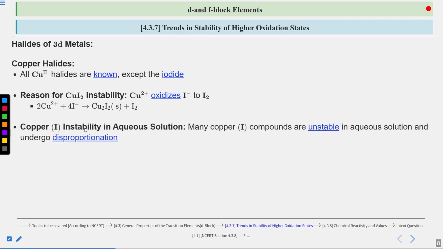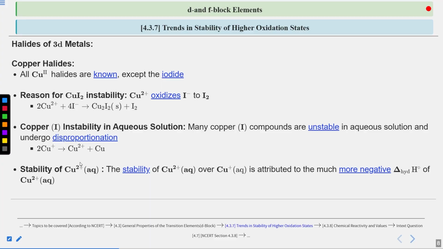Copper in the +1 oxidation state is unstable in aqueous solution. Now in aqueous solution, copper in the +1 oxidation state is unstable. Many copper +1 compounds are unstable in aqueous solutions and they will undergo disproportionation. Disproportionation means they will dissociate into further species. So Cu+ will convert into Cu2+ plus Cu. Okay, so it will disproportionate in the aqueous solution when copper is present in +1 oxidation state.